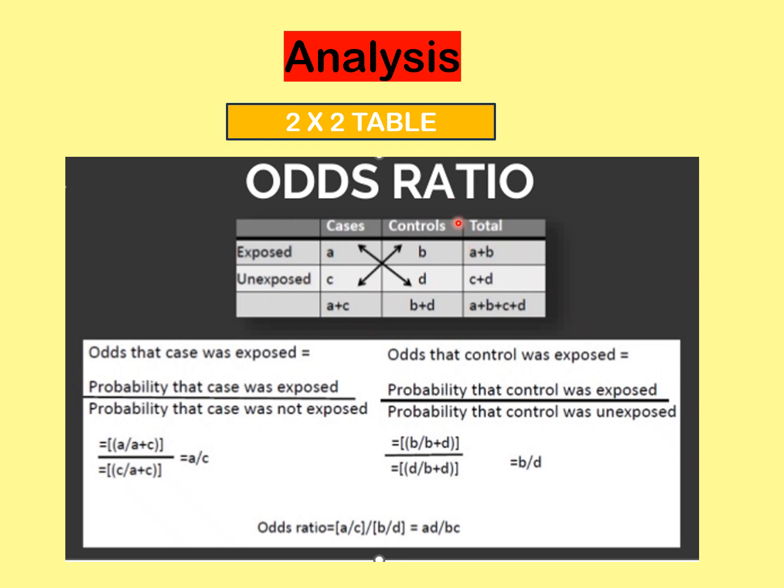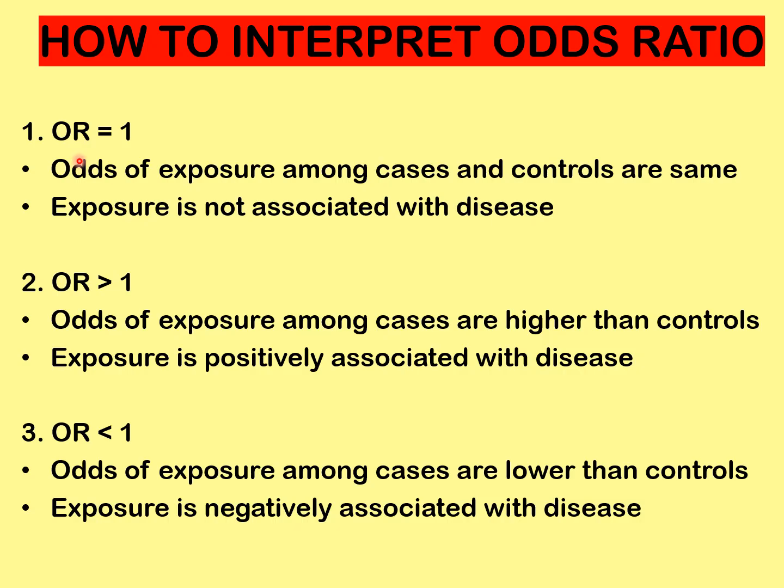So this table has four cells where A is the exposed cases, B is the exposed controls, C is the unexposed cases, D is the unexposed controls. So for calculating odds ratio, we multiply A into D divided by B into C, and this helps to tell if there is an association between the exposure and the disease. So odds ratio tells us how strongly the exposure is related to the disease state.